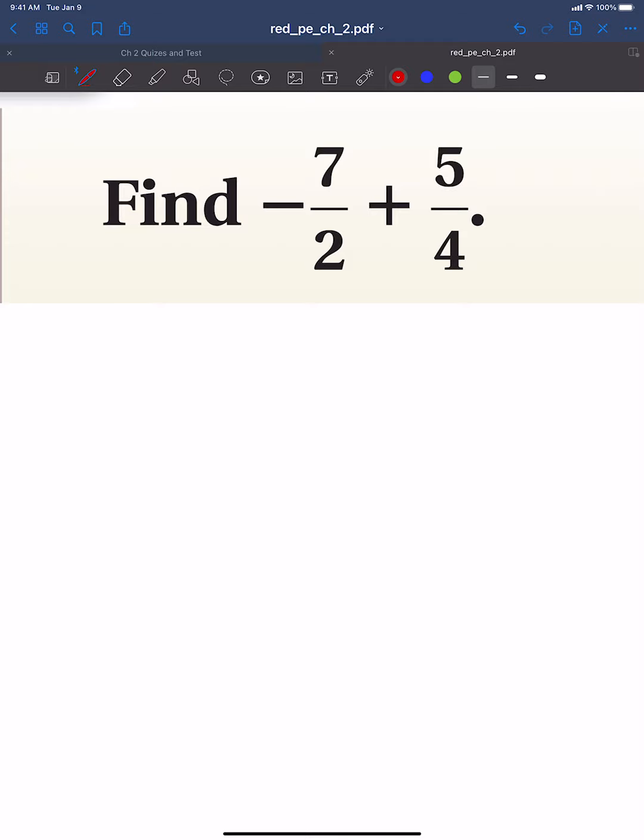Okay, you guys told me the first thing I have to do when adding and subtracting fractions is have a common denominator. What's a good common denominator with these? 4. 4, I love it. So can we keep 5/4 the same? Yeah. Okay, so how would I turn this 2 into a 4? You multiply it by 2.